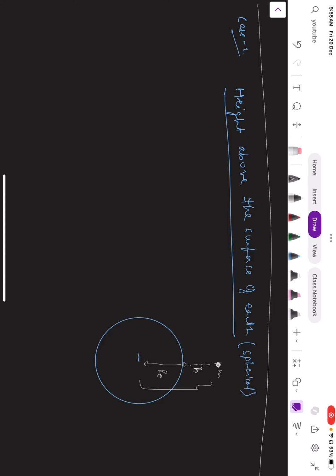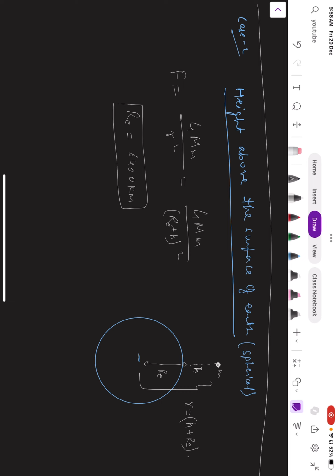So if we add this whole length, then r is equal to h plus Re. This is the total value. The force is the same as before, g m by r square, so the value is g m by (Re plus h) whole square. Re is the radius of earth, that is 6400 kilometer, and h depends on at what height the particle is.